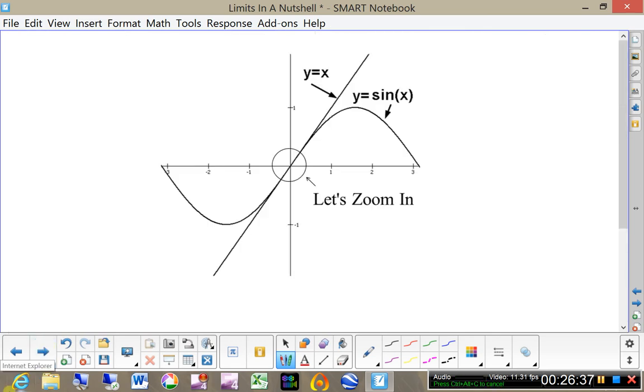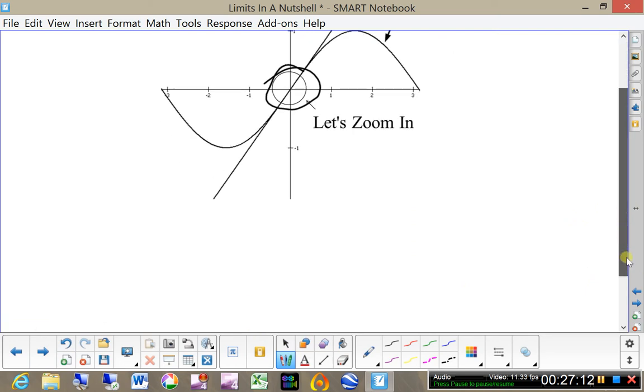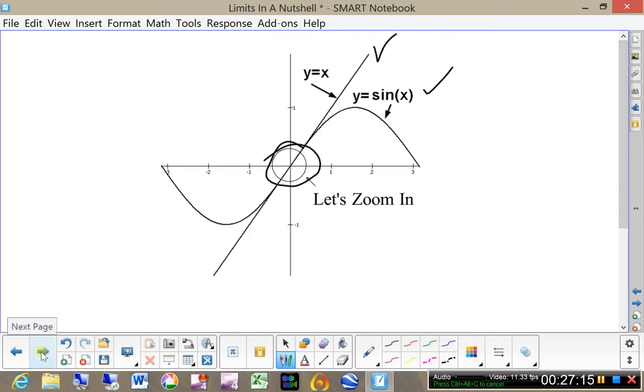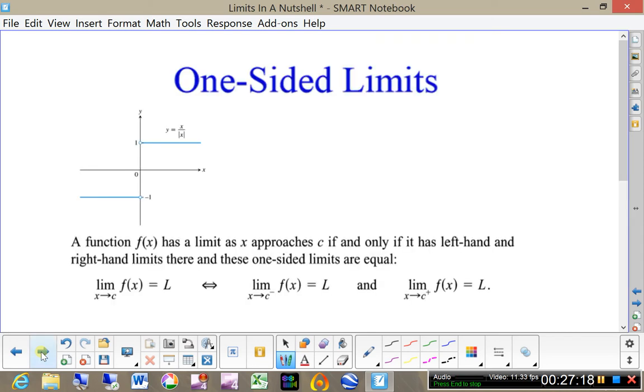If you graph the sine function on your calculator, be sure to put it in the radian mode, and then graph on the same screen the function y equal x, you will see that as you get closer and closer to x equals 0, you can't distinguish between the sine function and the function y equal x. So if you zoom in, the sine function and the function y equal x look the same.